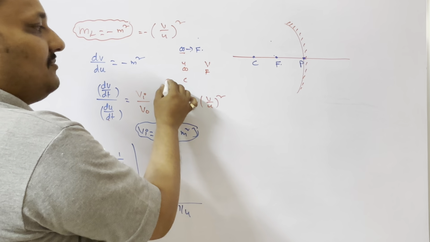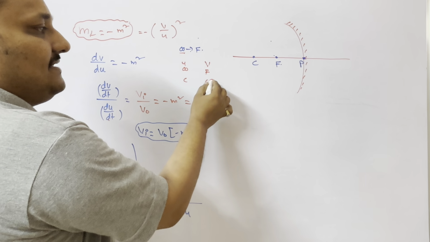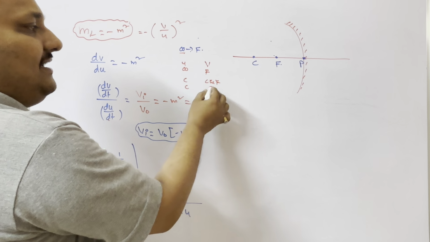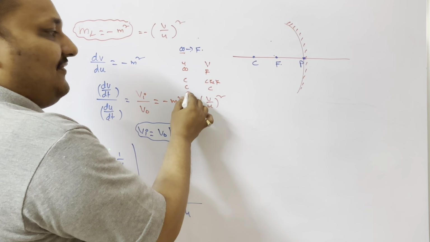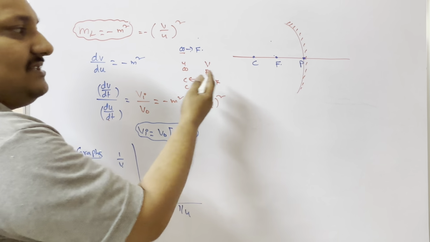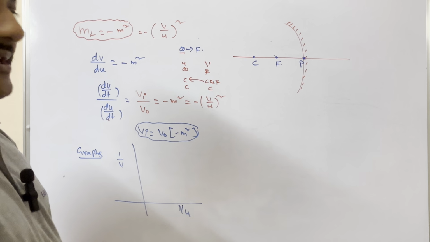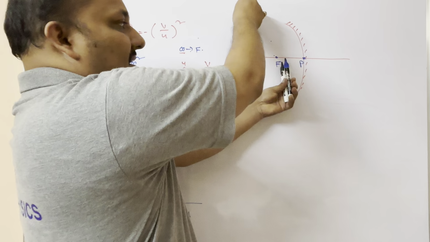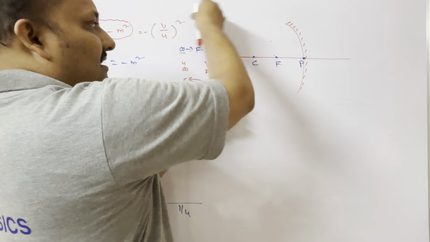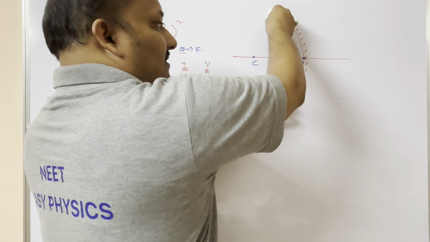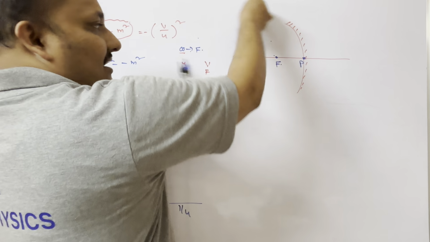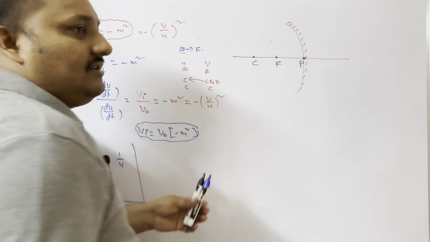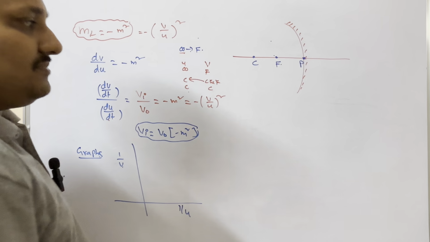If you place the object beyond c, the image forms between c and f; if at c, the image forms at c. So as the object comes like this, the image goes like this, correct? If the object is coming towards f, the image is going away from f, so it will come like this, if you observe the problems.